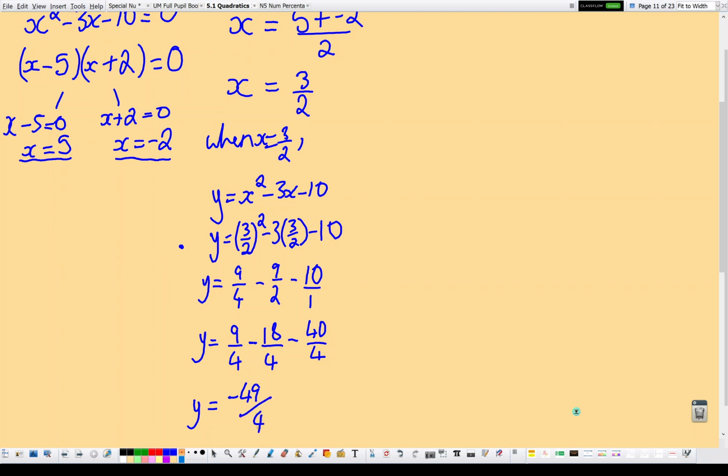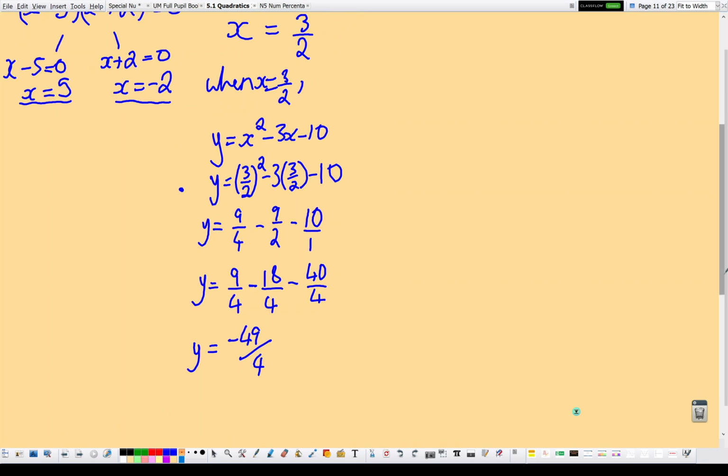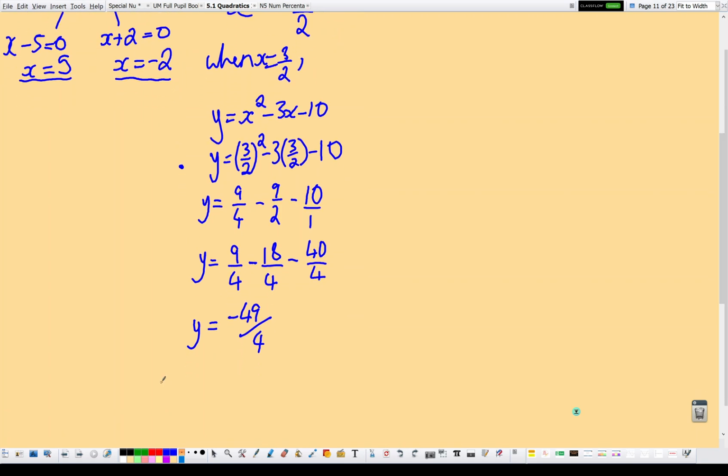Which is minus 16 and a quarter. That's a horrible answer, but that's only because the roots gave a mid value of a fraction. Usually it won't be that difficult, so don't be put off by that. So what this means is that the turning point, because it's an x squared graph, is a minimum turning point. It's a happy face parabola, so a minimum turning point. So it's 3 over 2 for the x value and minus 49 over 4. That's basically 1.5 and minus 16 and a quarter.